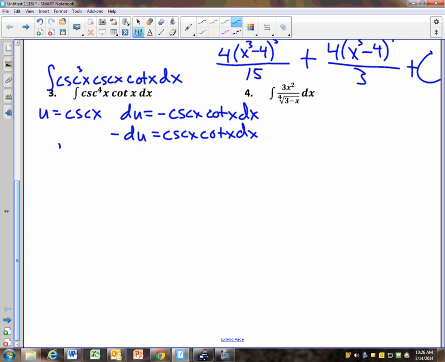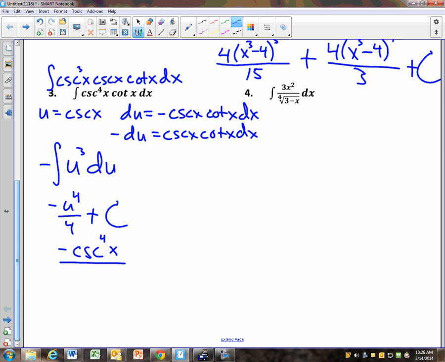Plug it in. So instead of cosecant to the 3rd, I write u to the 3rd. Cosecant cotangent dx gets replaced with negative du. Negative u to the 4th over 4 plus c. So negative cosecant to the 4th of x divided by 4.